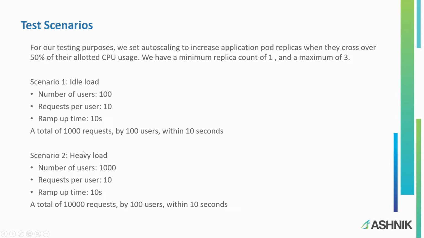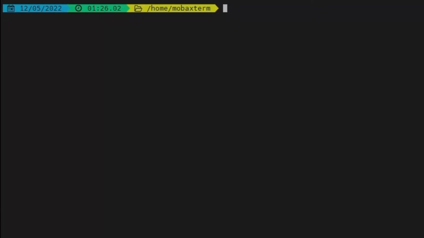For testing our heavy load scenario, we are increasing the number of users from 100 to 1000. Everything else stays the same. So this should be a total of 10,000 requests by 1000 users within 10 seconds. Now let's take a look at the demo. First, let's take a look at the components as part of this demo.